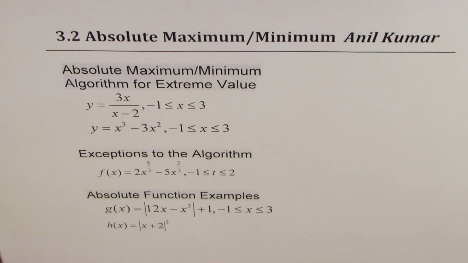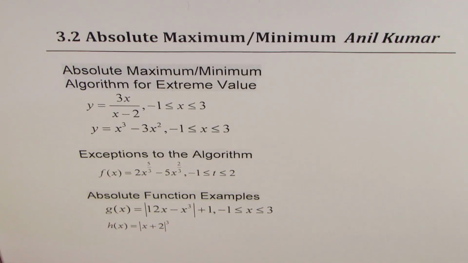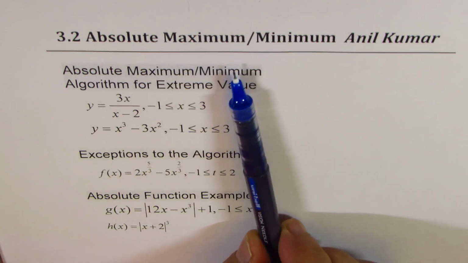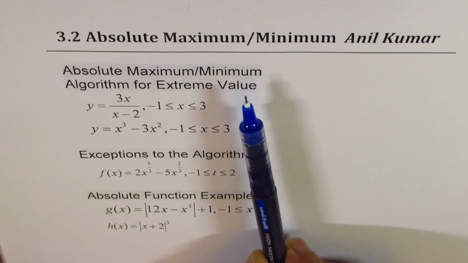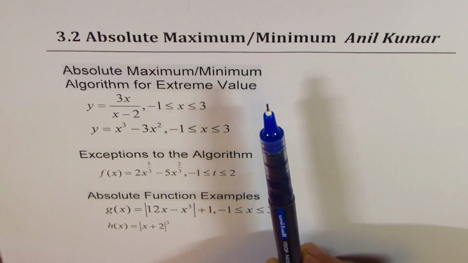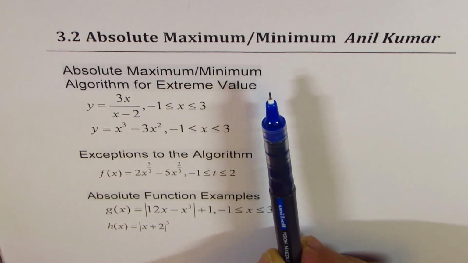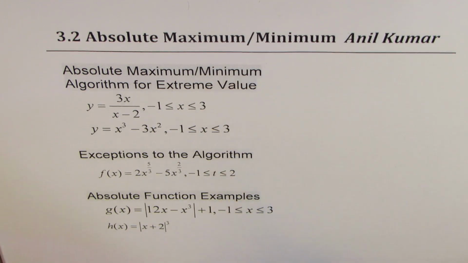I'm Anil Kumar. In this video, we'll discuss absolute maximum and minimum, and we'll concentrate on when the domain is restricted. In a restricted domain, we'll always have an absolute maximum and absolute minimum value. That will be our main concentration.